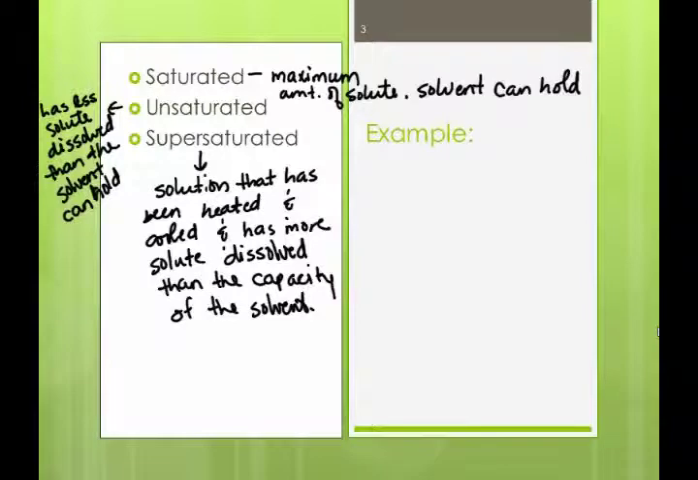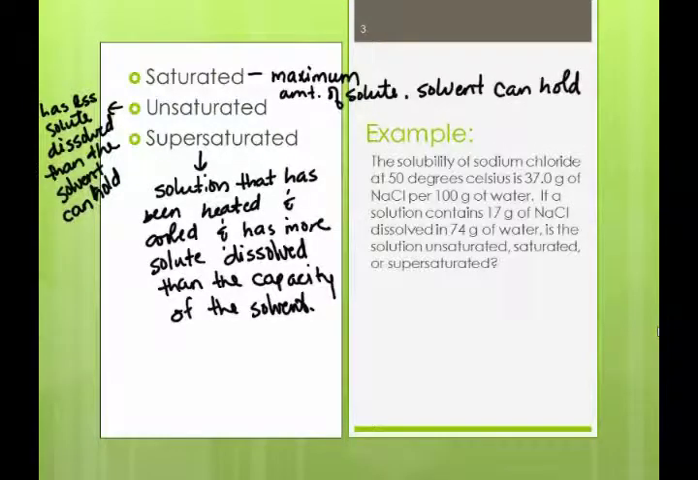So, what will a question like this look like? Let's consider sodium chloride. At 50 degrees Celsius, hey, they're giving you a temperature here because they're letting you know this is a particular set of circumstances. It's a particular temperature, a particular solubility. It says that at 50 degrees Celsius, we have 37 grams of sodium chloride per 100 grams of water. If I have a different solution, it contains 17 grams of sodium chloride dissolved in 74 grams of water, is that second solution unsaturated, saturated, or supersaturated?